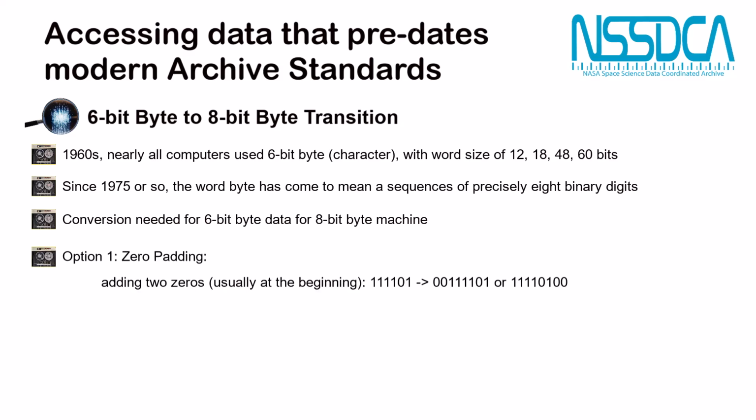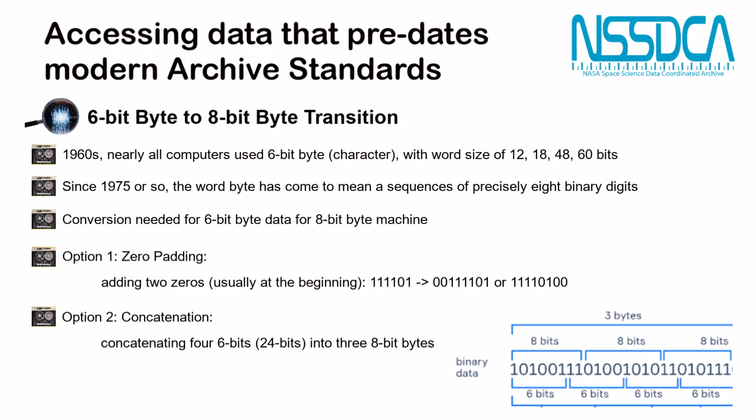One common approach, called zero padding or zero filling, simply adds two 0 bits to each 6-bit unit to create an 8-bit byte. Another method of converting 6-bit data into 8-bit format is to use the least common multiple of 6 and 8, which is 24. In this approach, four 6-bit bytes are combined to form 24 bits, and then that sequence is split into three 8-bit bytes.